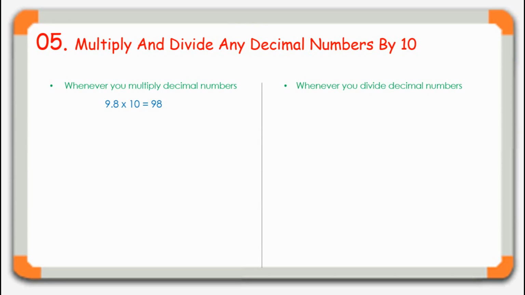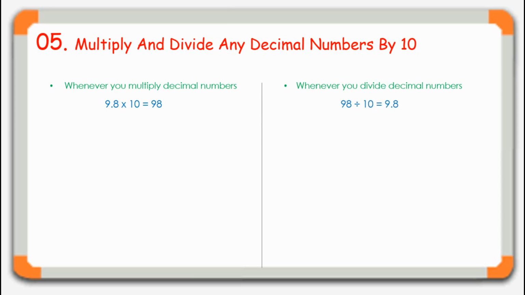If you get the question as 9.8 multiplied by 10, first you see the number of zeros there are. If it is 10, 1 zero. If it is 100, 2 zeros. If it is 1000, 3 zeros. So in this question there is only 1 zero. So in multiplication you move the point forward only once, because there is only 1 zero. So when you move the point 1 place forward, you get 98.